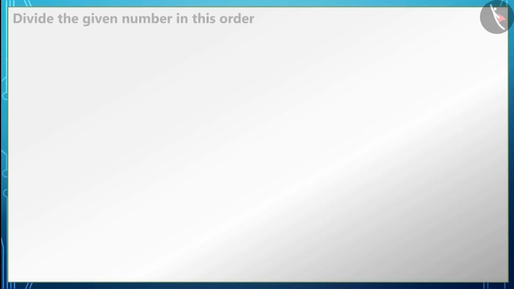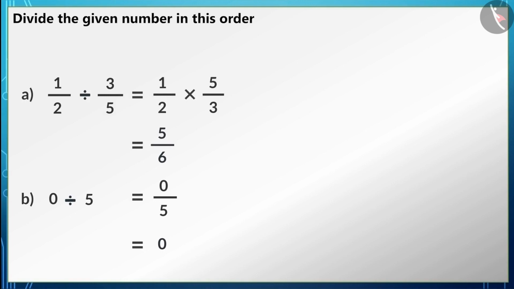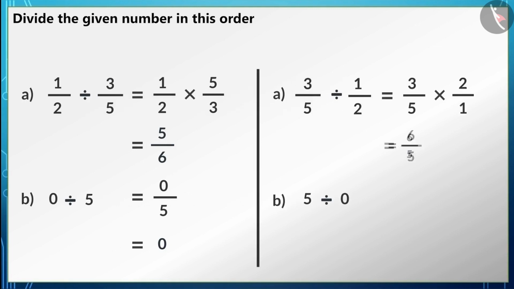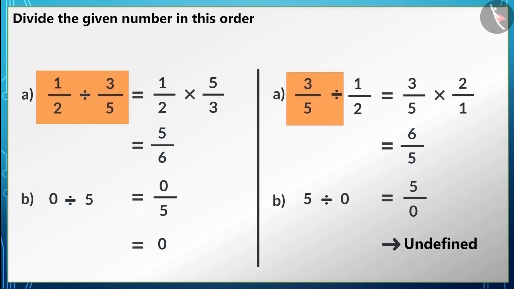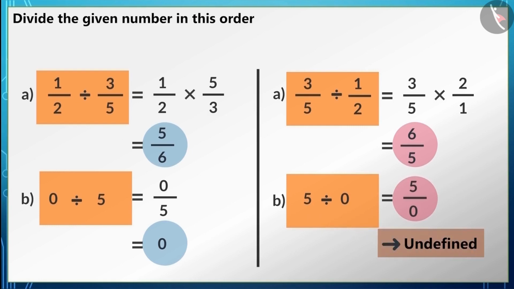Children, now look at these rational numbers and divide them in the same order. Write the answers in your notebook. Now change the order of these numbers and divide them again. Now compare the answer with the answers that you have written in your notebook. Sir, on changing the order of this question, our answers are different. When we divide 0 by 5, the answer is 0. But dividing 5 by 0, we get an undefined answer.